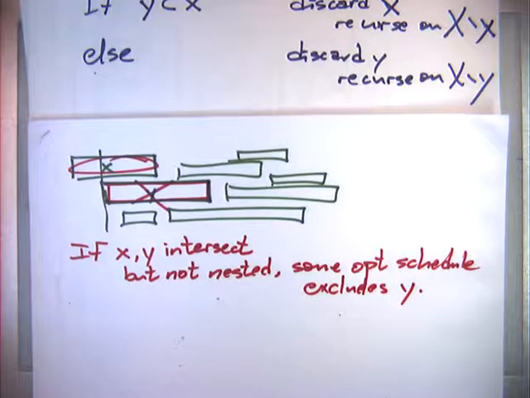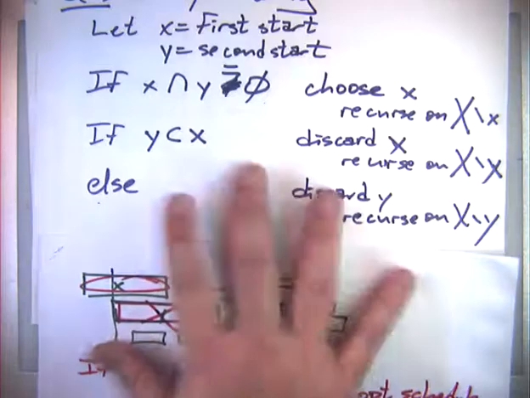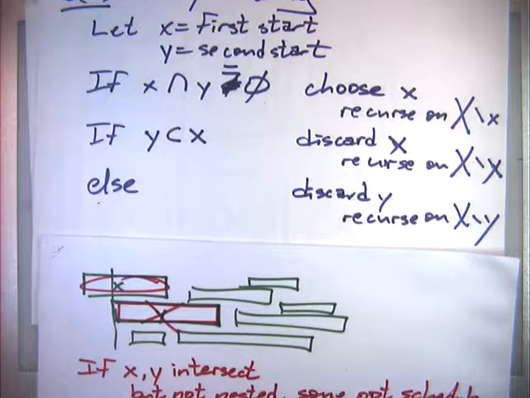Okay, and so what the greedy algorithm is doing is saying, well, there are three possibilities for how the first two classes can intersect. And in each one of those three cases, I can argue that either X has to be included, X can be thrown out, or Y can be thrown out. And so I just do that, and I recurse on everything that's left.